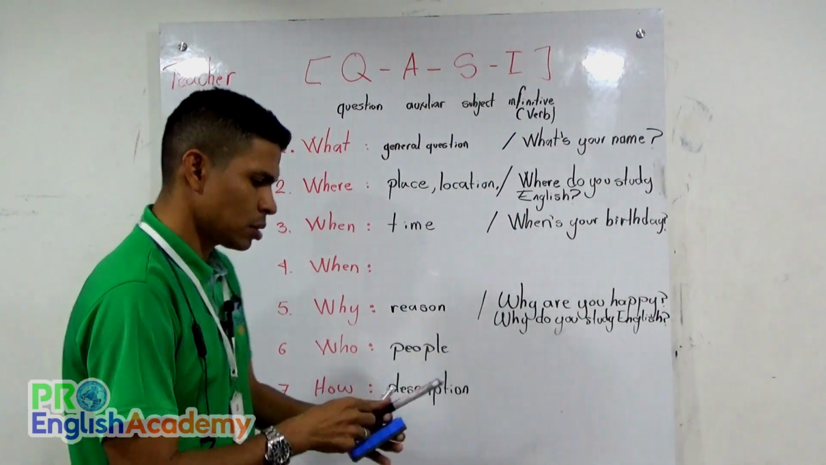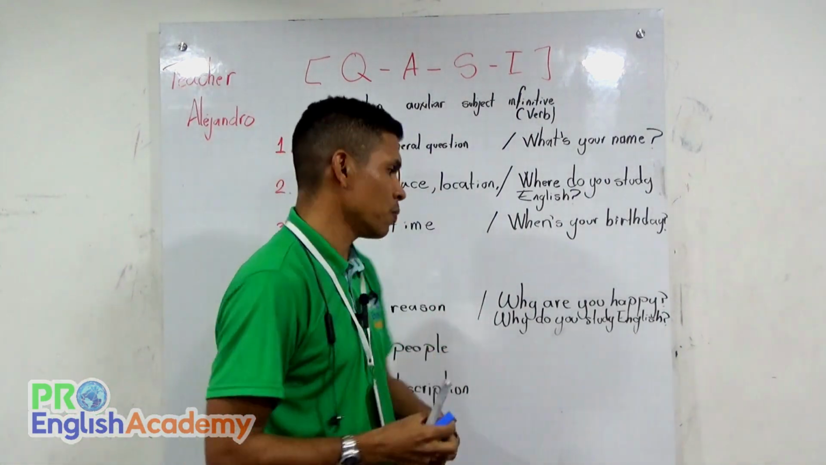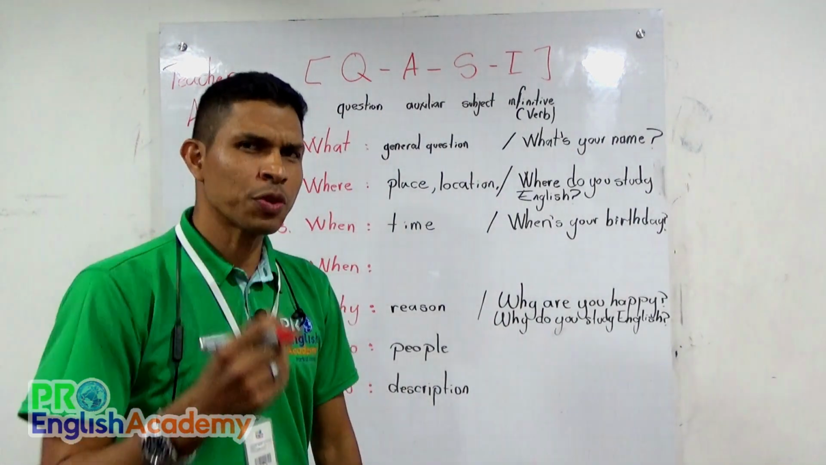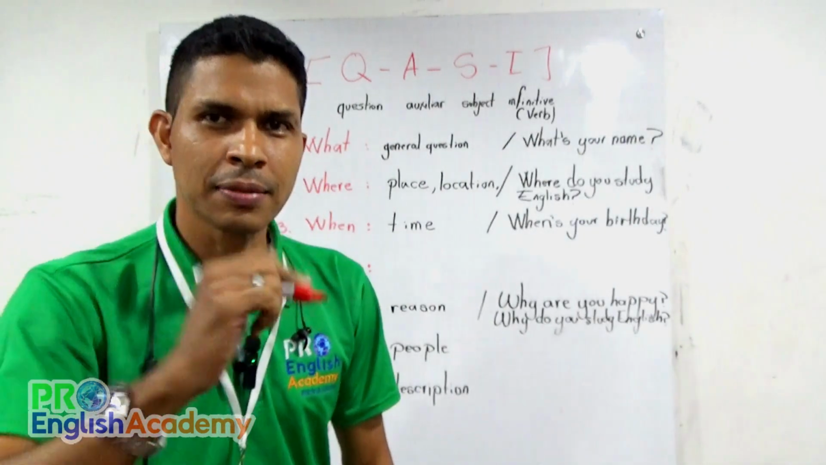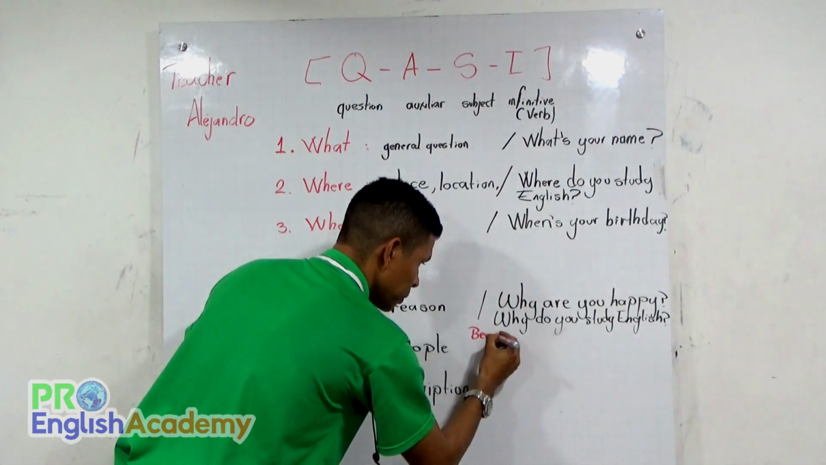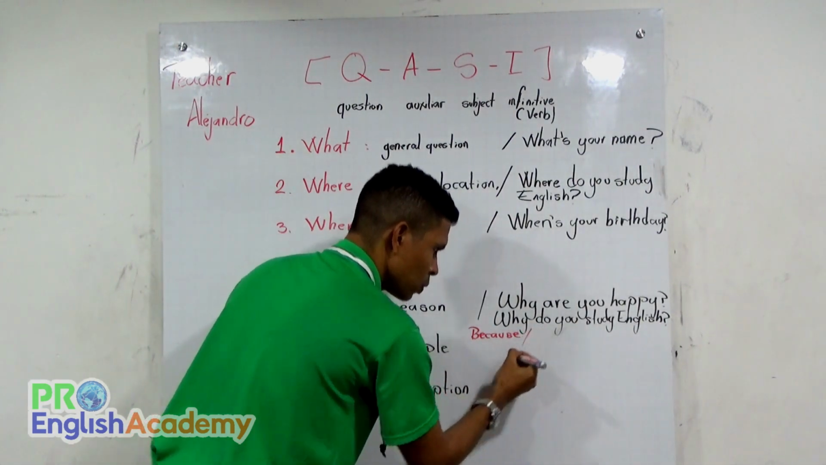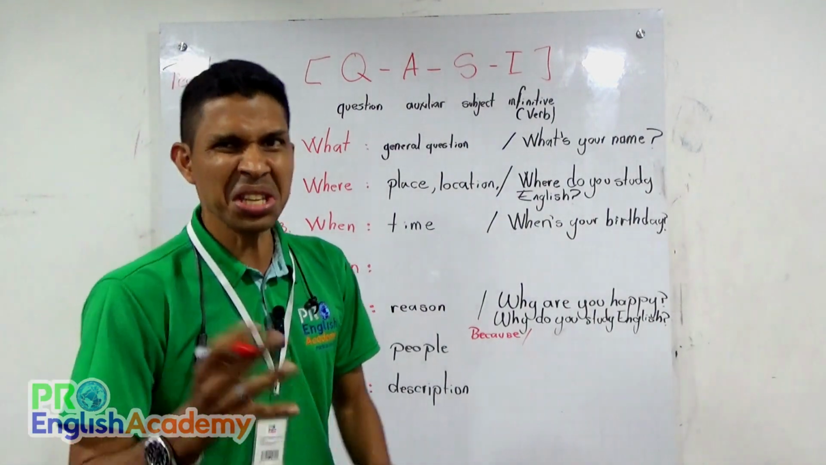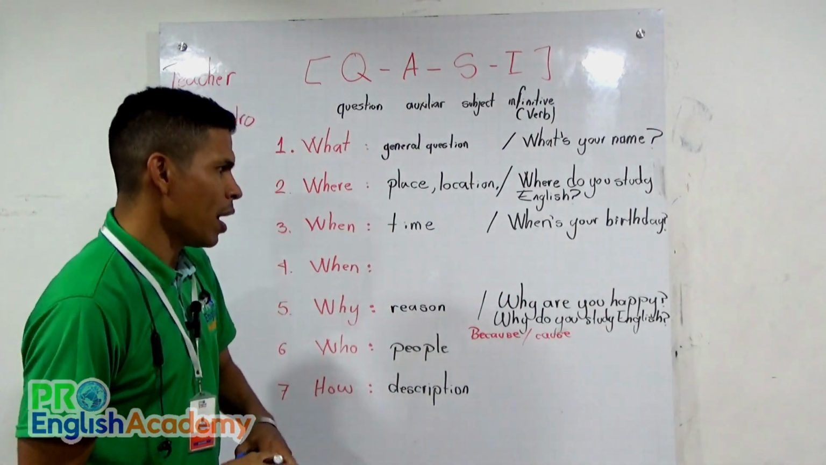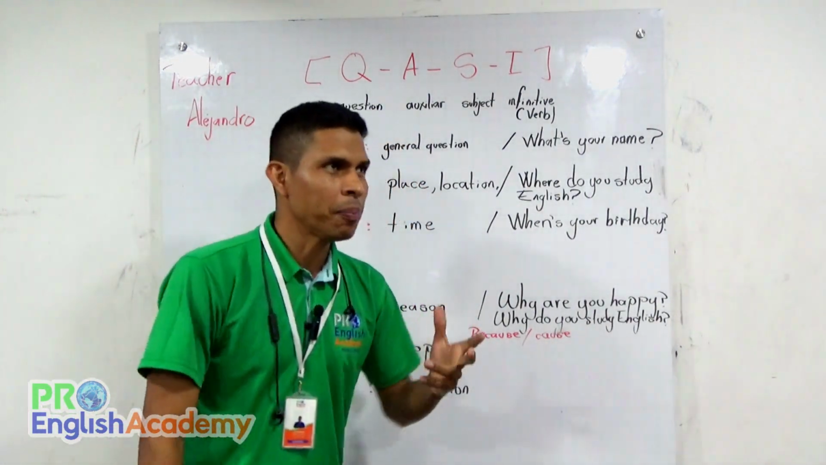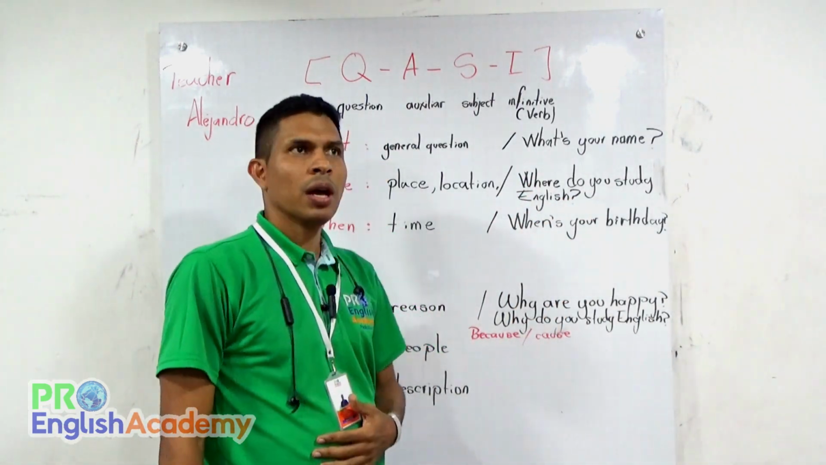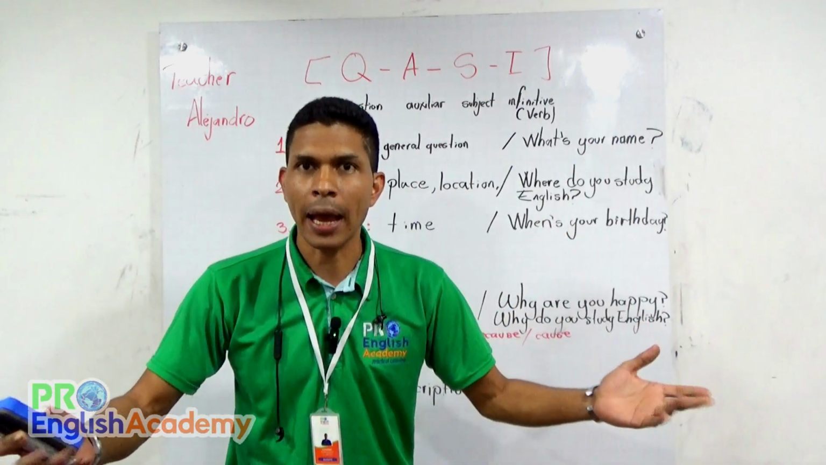Something very important about the question why. When you use why as a question, what is the response? Yes, it is because. So we're going to say because. Because. You can say cause. It's informal, but it's okay. So why are you happy? First question. I'm happy because it's my birthday. I'm happy because it's a beautiful day.